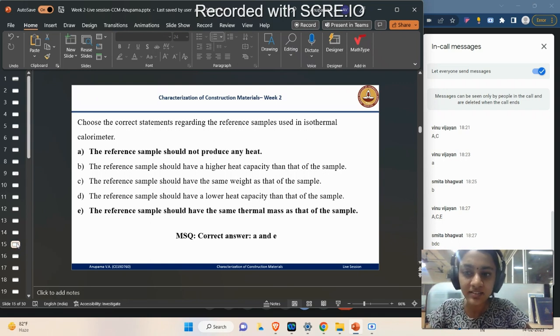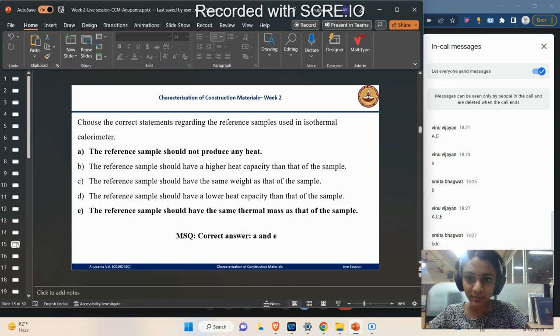Okay, so the correct answers are only A and E. Unfortunately, C is not there. We can even use a sample with higher mass as a reference sample or a lower mass as reference sample. It's not a problem. The only thing is that you should have the same thermal mass as that of the sample. And what is thermal mass? We'll come to that. And also, the reference sample should not produce any heat. Then only we can measure the heat produced by our sample to be analyzed and captured by the isothermal calorimetry. Okay, I hope that is clear.